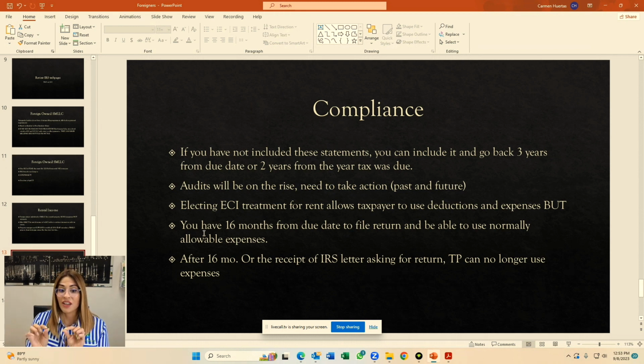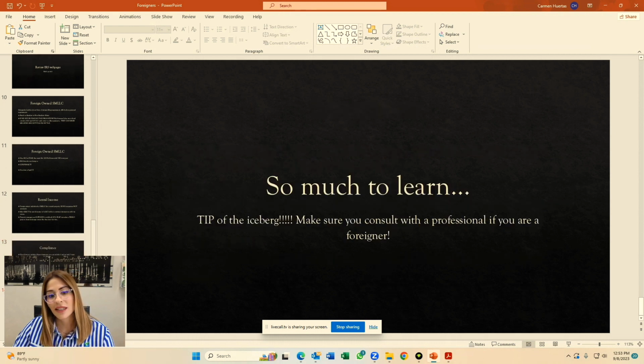Okay. There's an exception to the 16-month rule. If the IRS catches what you're doing and sends you a letter 10 months from the due date instead of 16 months, then you can no longer use it. So say you get the letter and then you go ahead and contact your accountant and file your taxes. It's too late. You can't use your expenses. Once you get that letter, it's too late, even if it's under the 16 months. Okay? So be careful about that.